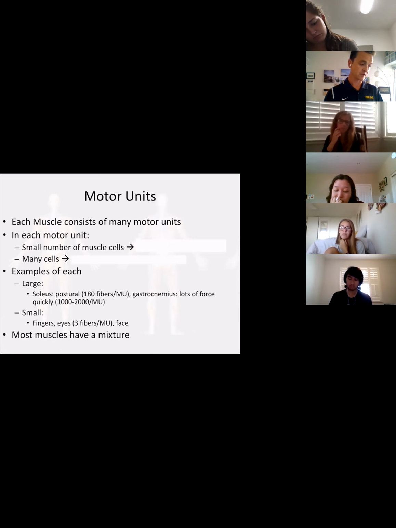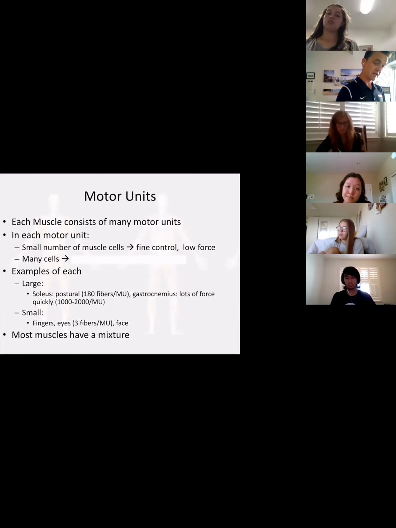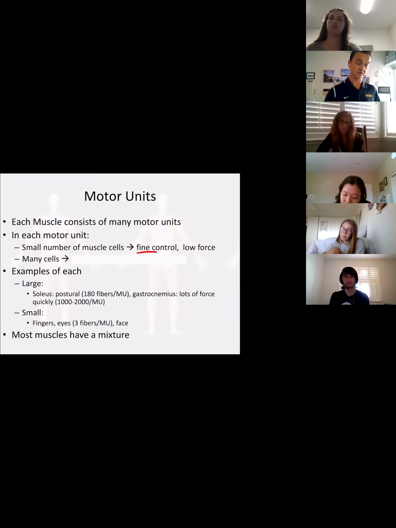Okay, so that's the motor unit. A little bit more about motor units. Each muscle consists of lots of different motor units. In each motor unit, you can either have a small number of muscle cells. That would be a muscle that's important for fine control, like the muscles in your face, muscles that help move your eyes, muscles in your hands that are helping you do small little movements when you're writing, things like that. They don't produce a lot of force, but they produce very fine movements, okay?